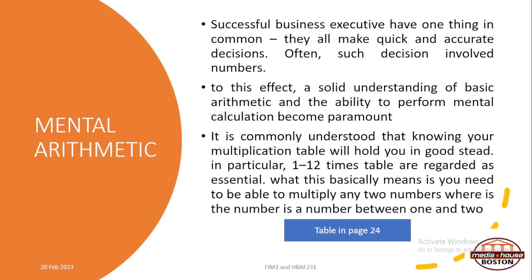So what this basically means is you need to be able to multiply any two numbers between 1 and 12. So if someone just asks you, what is 15 times 2, what is 7 times 4, you need to be able to give that person a number based on the mental arithmetic table. So you need to be having it in your mind.